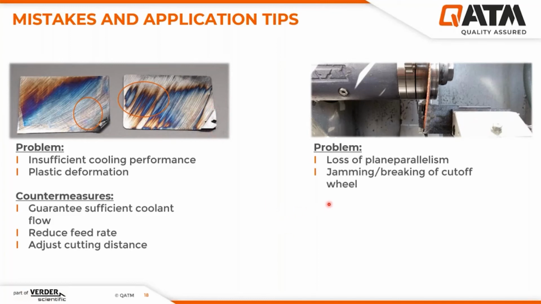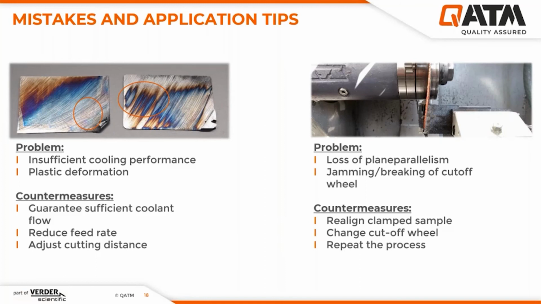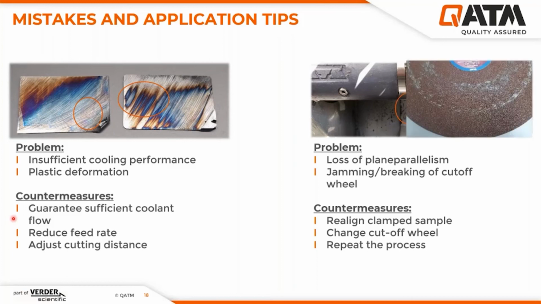Many of you may also have encountered the run out of the cutoff wheel. Here we see that the cut has lost its plane parallelism, and also the wheel has jammed and is in danger of breaking. Common countermeasures are, of course, a realigning of the clamped sample, maybe the change of a cutoff wheel if it has already been damaged. Also, you, of course, have to repeat the sectioning process. And if you look at a damaged cutoff wheel by run out, you will see that only on one side you can see these smear marks, while the other side of the cutoff wheel still looks pristine.